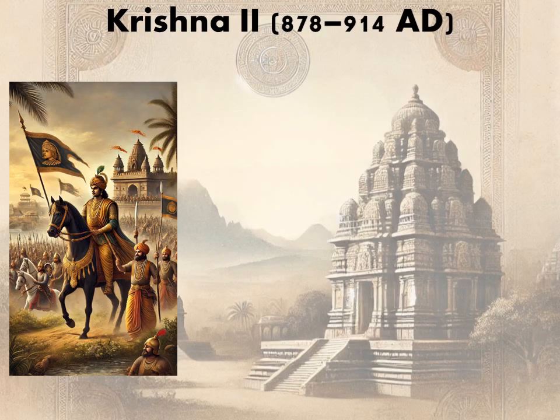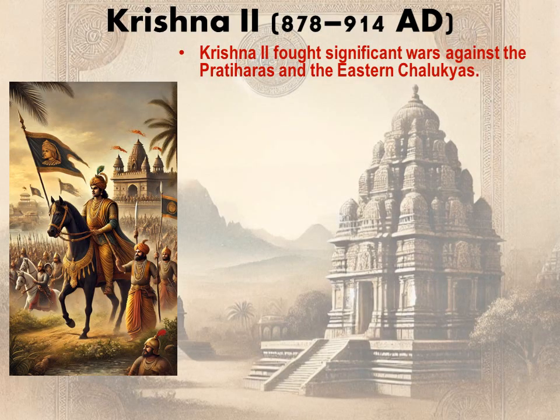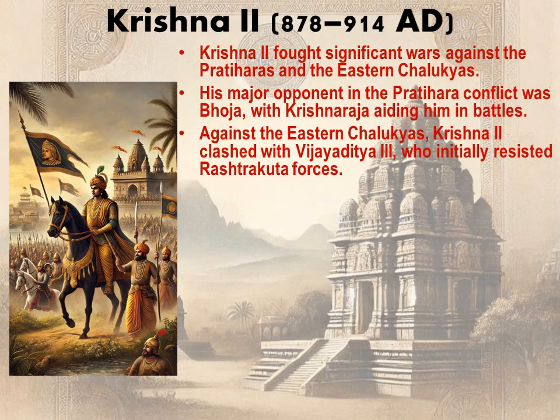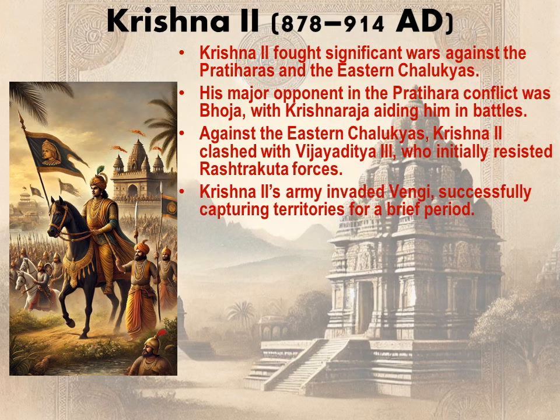Krishna II, 878 to 914 AD. Krishna II fought significant wars against the Pratiharas and the Eastern Chalukyas. His major opponent in the Pratihara conflict was Bhoja. Against the Eastern Chalukyas, Krishna II clashed with Vijayaditya III, who initially resisted Rashtrakuta forces. Krishna II's army invaded Vengi, successfully capturing territories for a brief period.